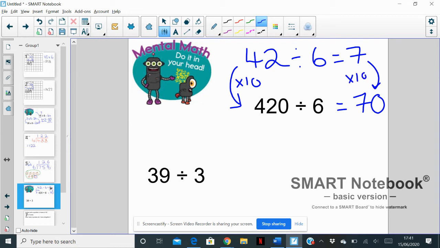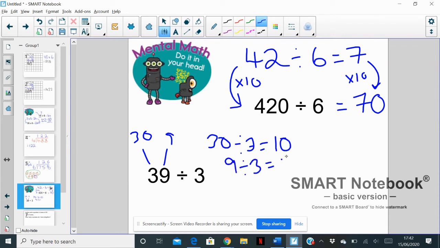Here I've got 39 divided by 3. I'm going to use my partitioning to divide quickly in my head. So I'm going to partition it into its place value. So 30 divided by 3 equals 10. And 9 divided by 3 equals 3, and those together give me an answer of 13. So there are some division calculations which we can do in our head.